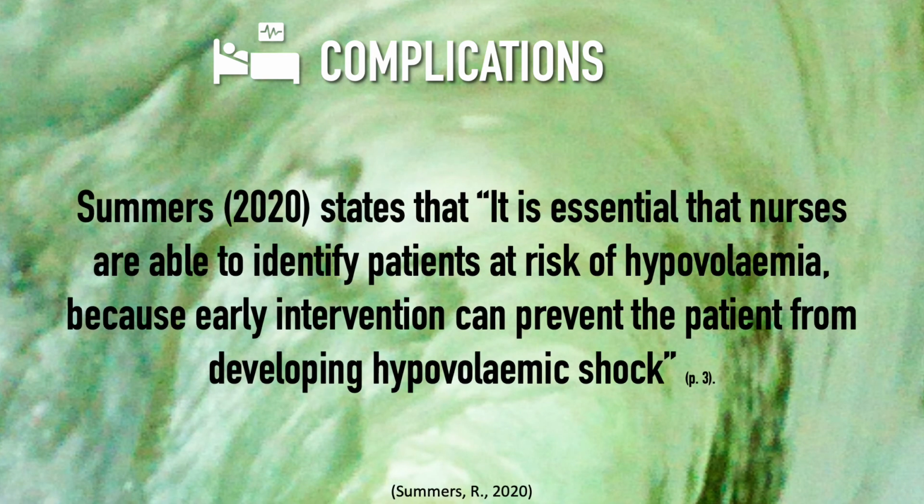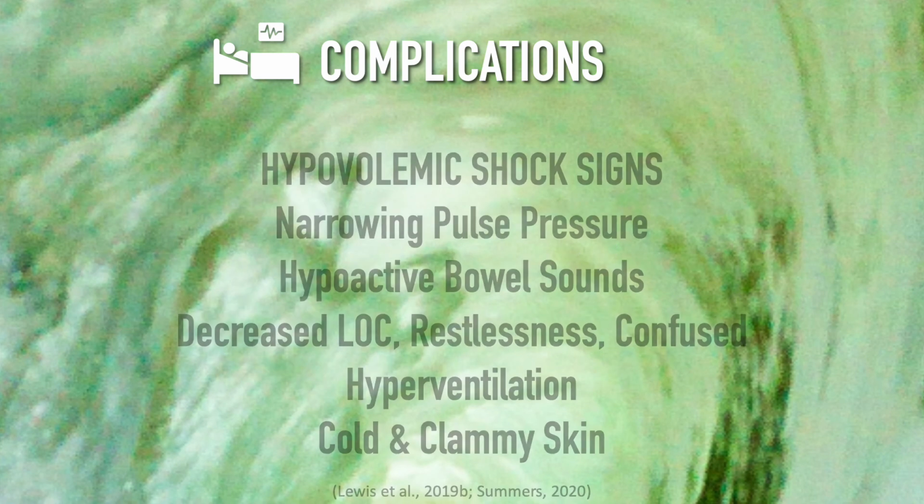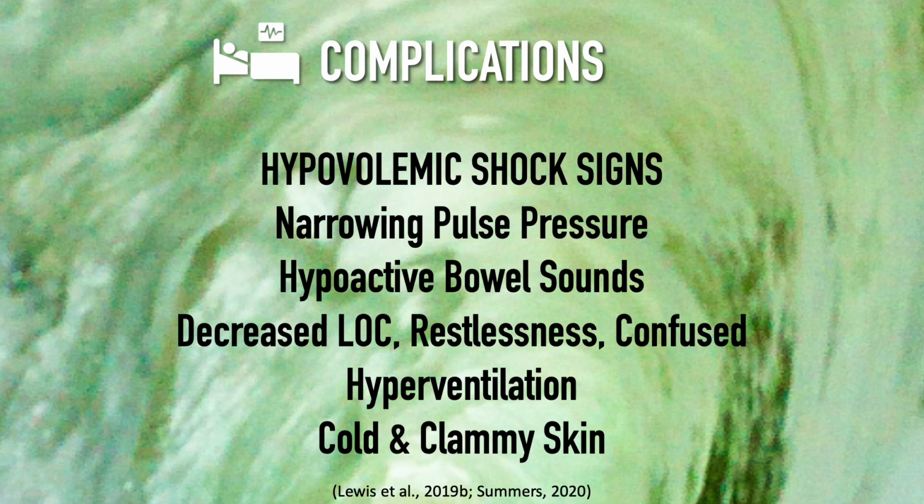Summers states that it is essential that nurses are able to identify patients at risk of hypovolemia because early intervention can prevent the patient from developing hypovolemic shock. While this topic is lengthy enough for its own presentation, the important signs to watch out for are a narrowing pulse pressure, decrease in bowel sounds, which may progress to a blockage, decreased level of consciousness, restlessness, confusion, hyperventilation, and skin that was once warm and flushed is now cold and clammy.